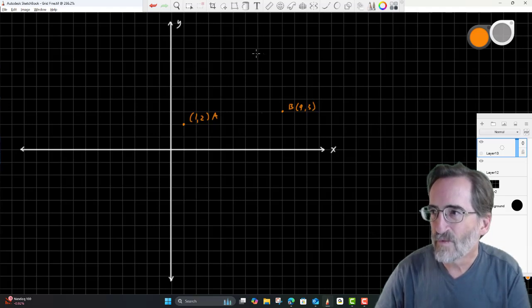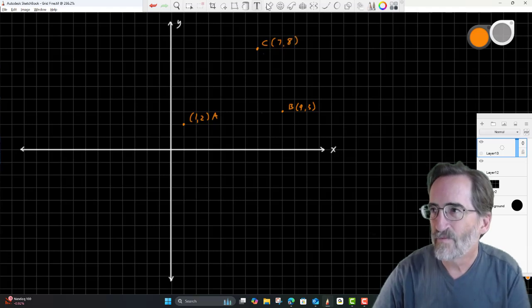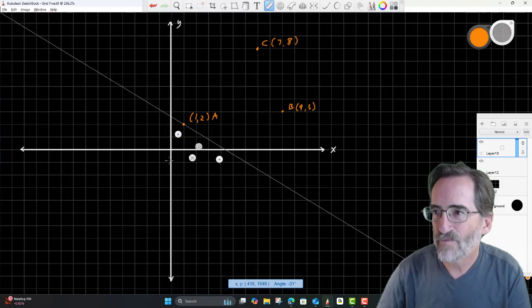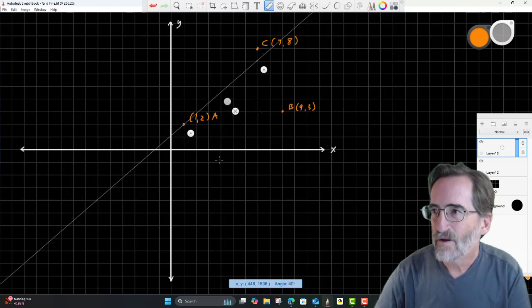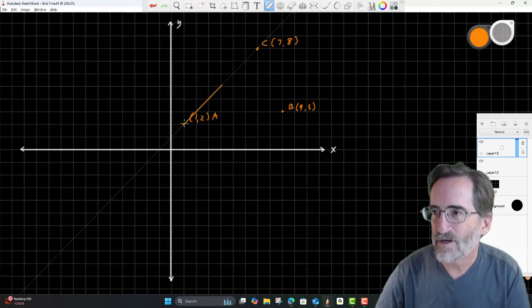Okay. And let's put point C right here, which is (7, 8). You can see clearly that we have a polygon with 3 vertices. In this case, the particular type of polygon is a triangle. It has 3 sides.